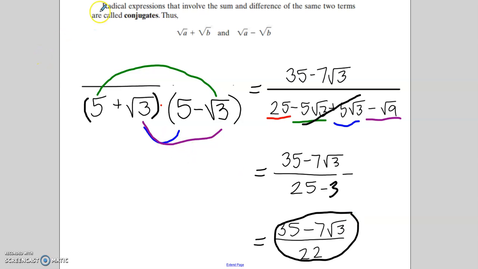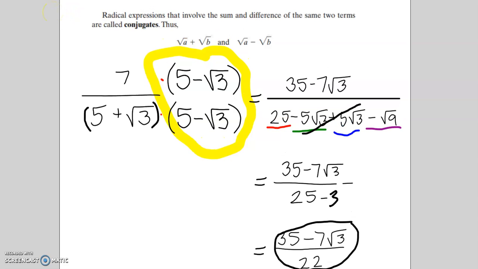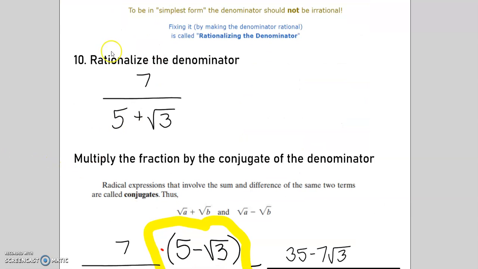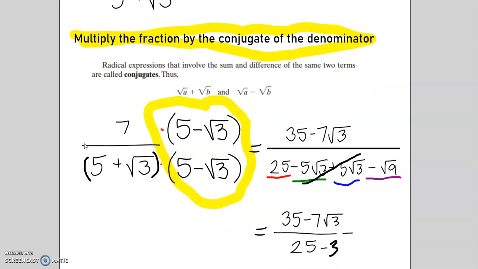Okay? Rationalizing the denominator. All the skill that we need to do is remember this step right here. Multiply by the conjugate. Because we know how to multiply with radicals. That's what we practiced back here. Right? We need to know when it says rationalize the denominator, we need to do this step right here. Multiply the fraction by the conjugate of the denominator. And that's all we have to do.